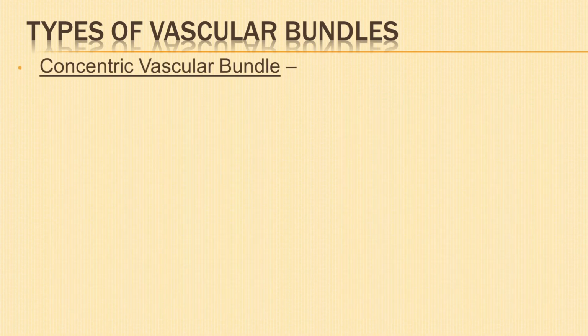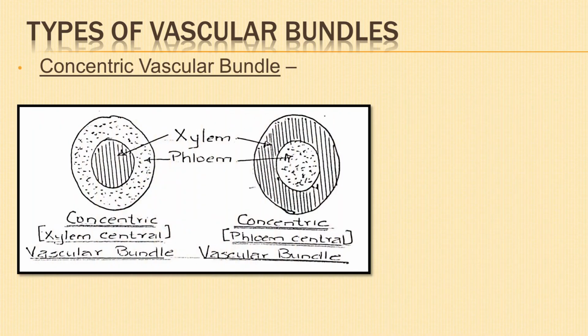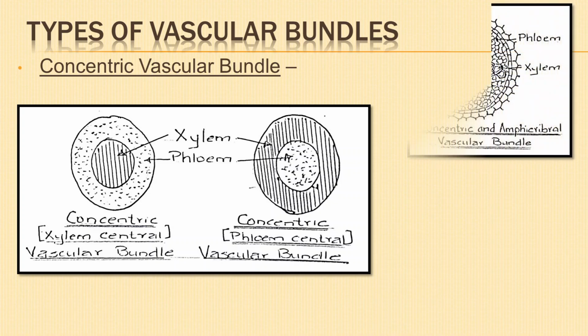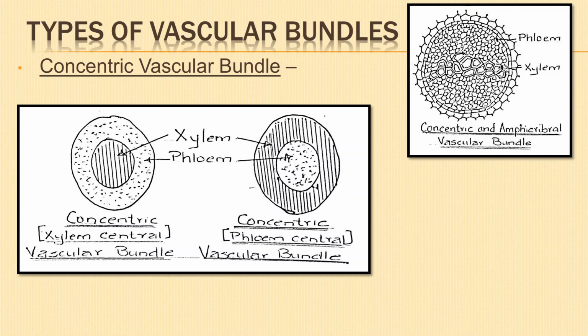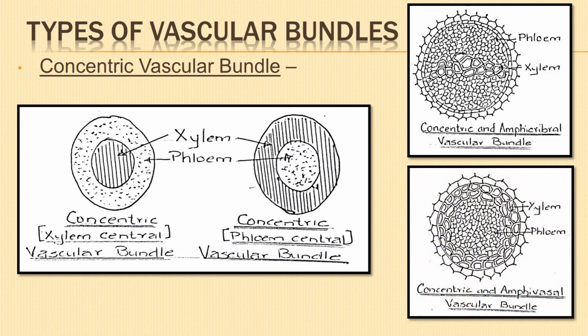Concentric vascular bundle. A vascular bundle in which one type of vascular tissue surrounds the other. When xylem lies in the center and is surrounded by phloem, the concentric vascular bundle is known as amphicribal vascular bundle or hadrocentric vascular bundle. When phloem lies in the center and is surrounded by xylem, the concentric vascular bundle is known as amphivasal vascular bundle or leptocentric vascular bundle.